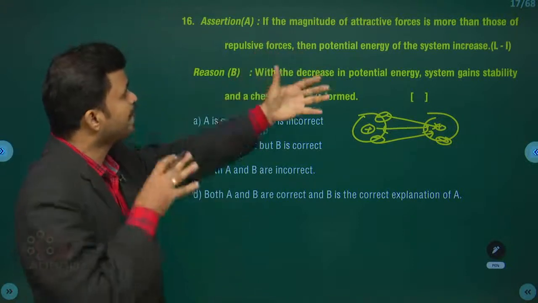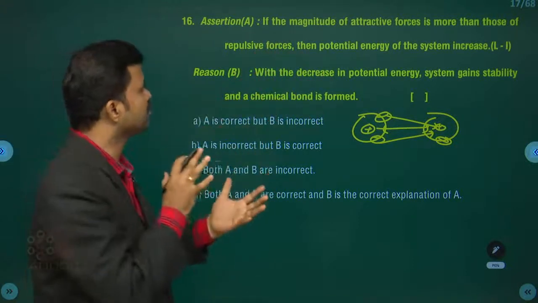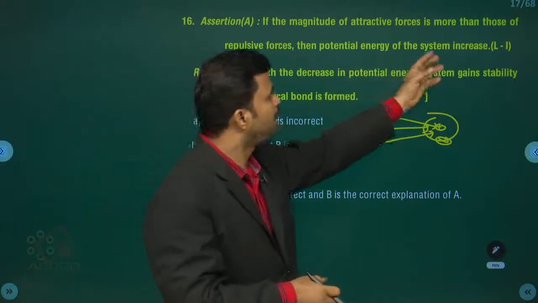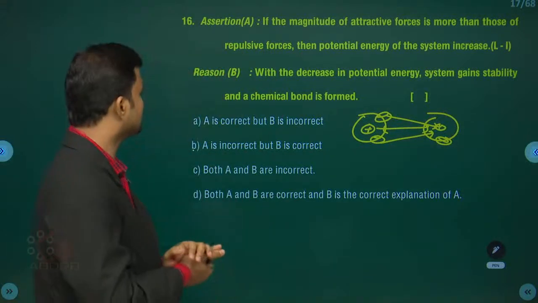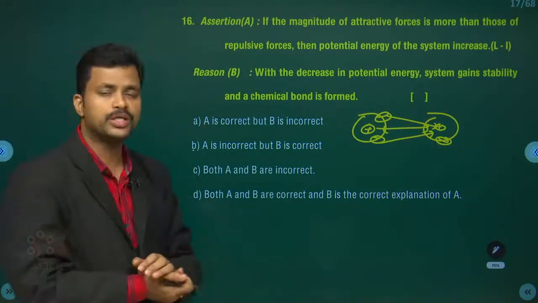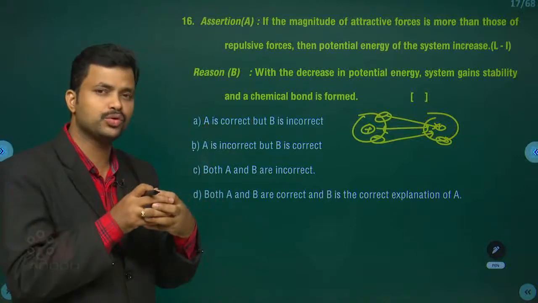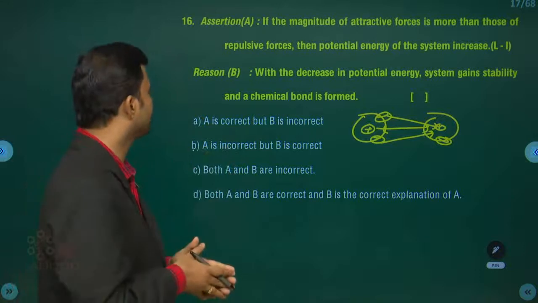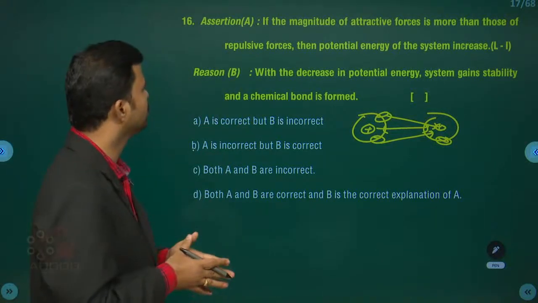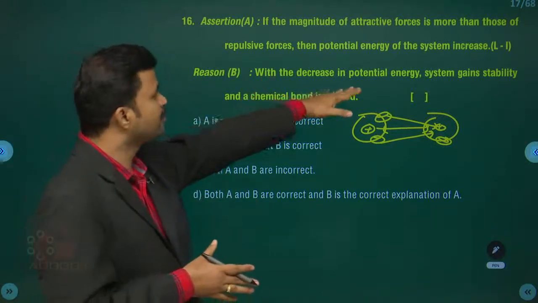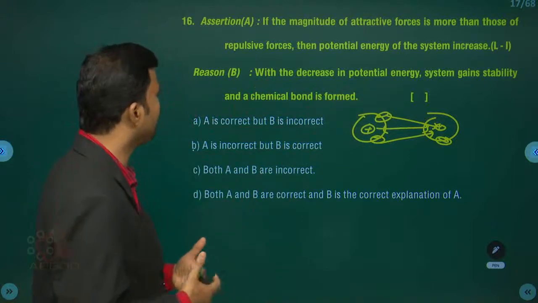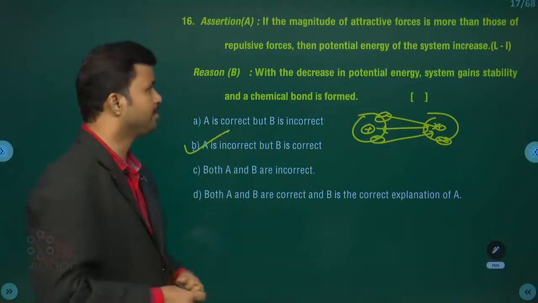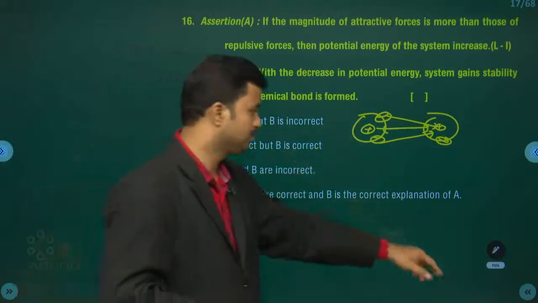If the magnitude of attractive force is more than the repulsive forces, then bond formation takes place. The potential energy of the system increases? No. When the atoms come close together, molecule formation takes place and potential energy decreases. Statement A is wrong. With the decrease in potential energy, the system gains stability and chemical bond formation takes place. So A is wrong, B is the right statement.